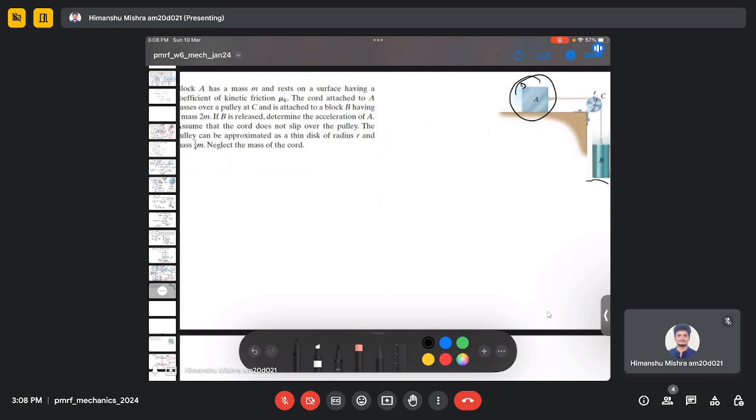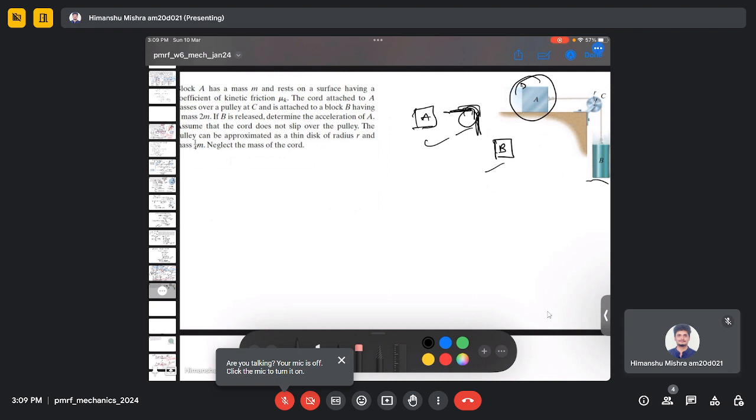What we can do is, we have three bodies. First we have block A. We have a disk where the cord is attached to A and B. Then we have body B. So we can analyze all three bodies separately, and we can do the force balance and the moment balance analysis. First, let's consider block A.